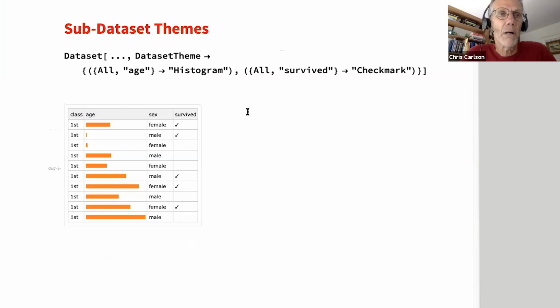And like all dataset options that affect style, you can apply a plot or a dataset theme to a subpart of the dataset. So for example, here I've said I want to apply the histogram theme to the age column, and that gives me bars here, and I want to apply a hypothetical check mark theme to the survive column to translate that into check marks. Okay, that's what there is to say about editing and themes.